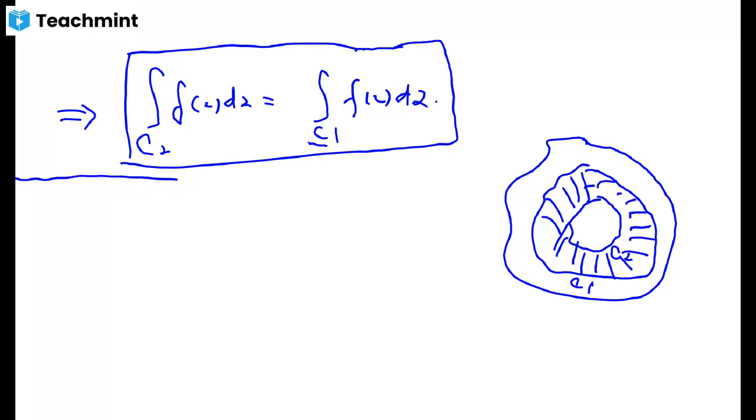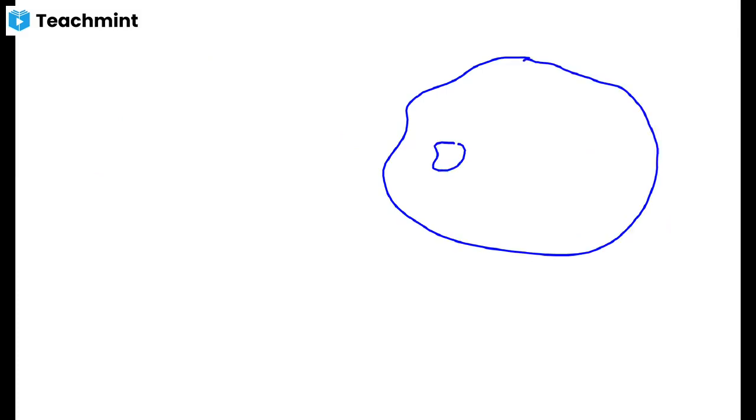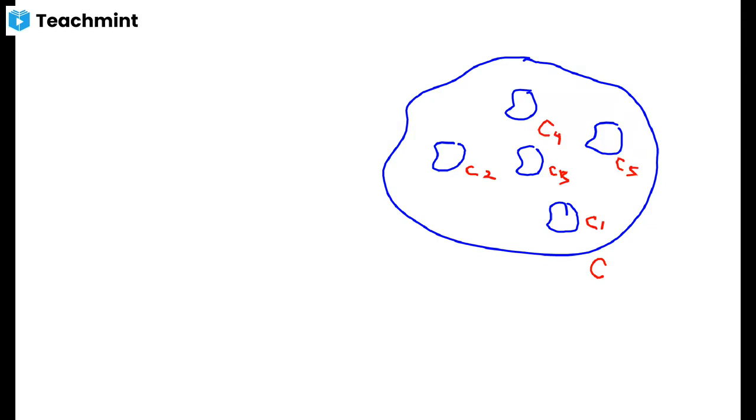So this was the case when the domain has one hole. But this can be generalized to any domain which has not only two holes, but too many holes. Here it has a hole, you have a hole here, which has holes of this type. So then how will you compute the integral? Let the outside contour be C, and about each hole you have a contour C1, C2, C3, C4, C5. If you look at the orientation, the outside orientation has to be anticlockwise and the inside orientation has to be clockwise. Every smaller contour will have clockwise orientation.